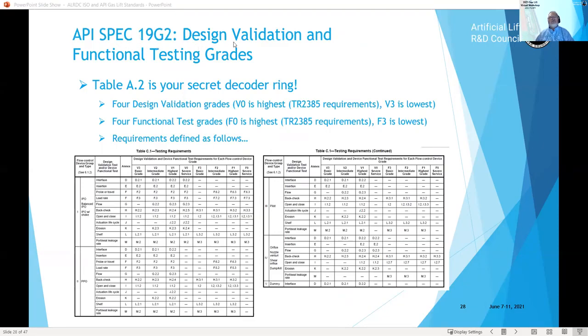API Spec 19G2 design validation grade and functional testing. This one table includes both the design validation grades and the product functional testing requirements for each of the different classes of valves.